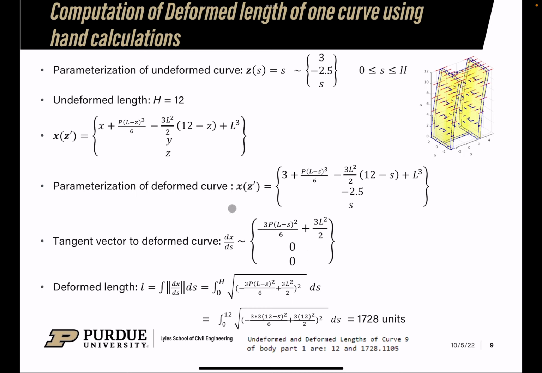Computing the tangent vector of the deformed curve, to compute the length we just take the square root of the squares of the components of the tangent vector. So in this case it is the square root of this term squared. So basically it becomes this, and differentiating with respect to the parameter s and varying from 0 to 12, we get a value of 1728 units. And from MATLAB we also got this value.